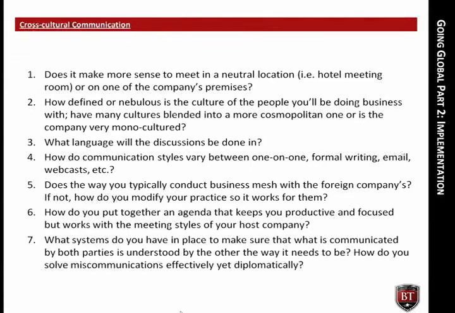How do you put together an agenda that keeps you productive and focused but works with the meeting styles of your host company? What systems do you have in place to make sure that what is communicated by both parties is understood by the other the way it needs to be? How do you solve miscommunications effectively yet diplomatically?